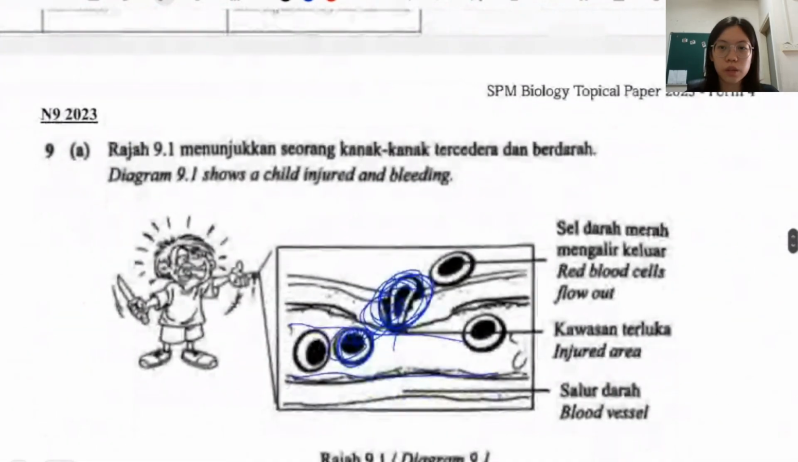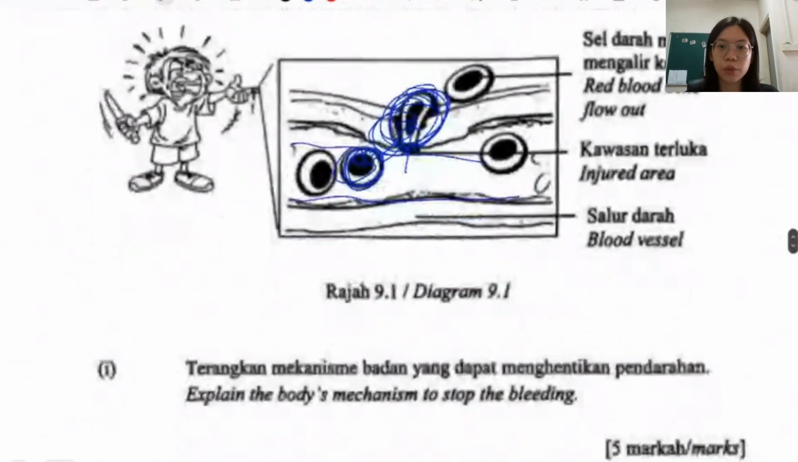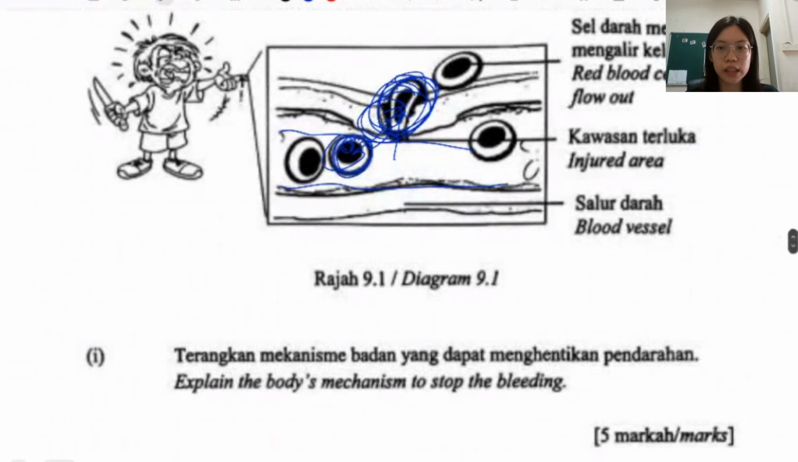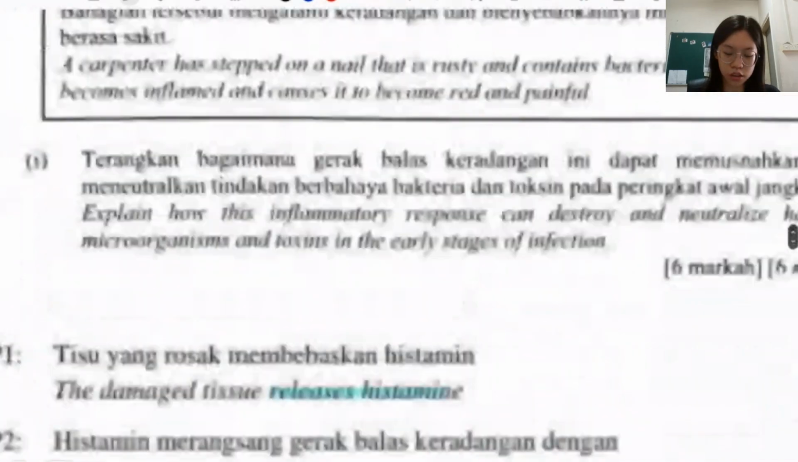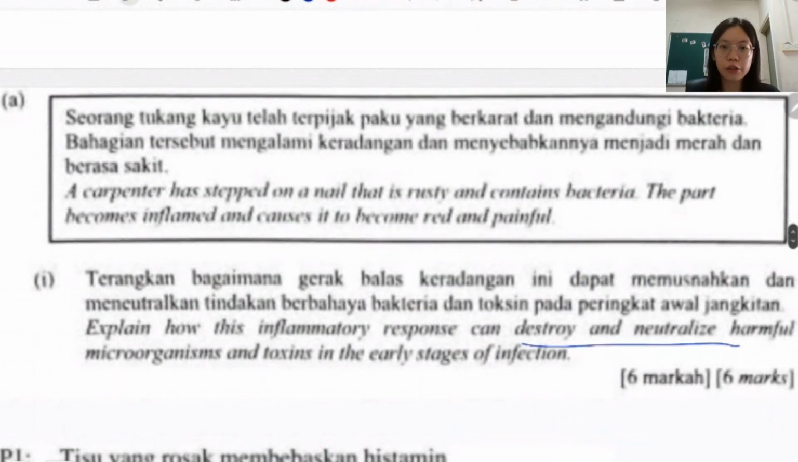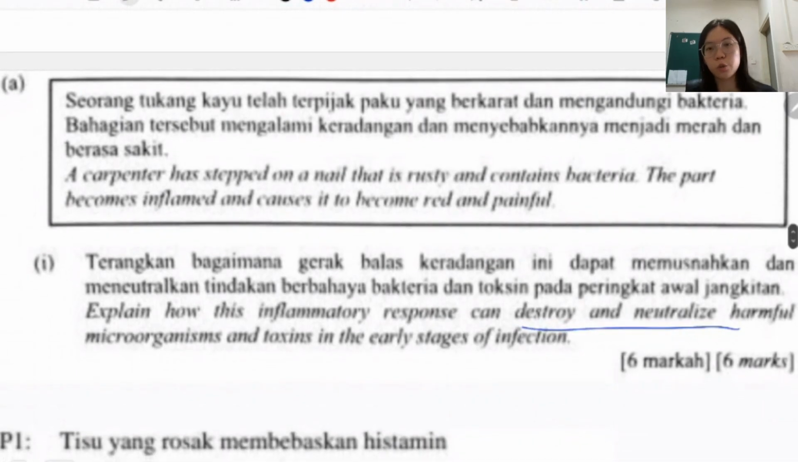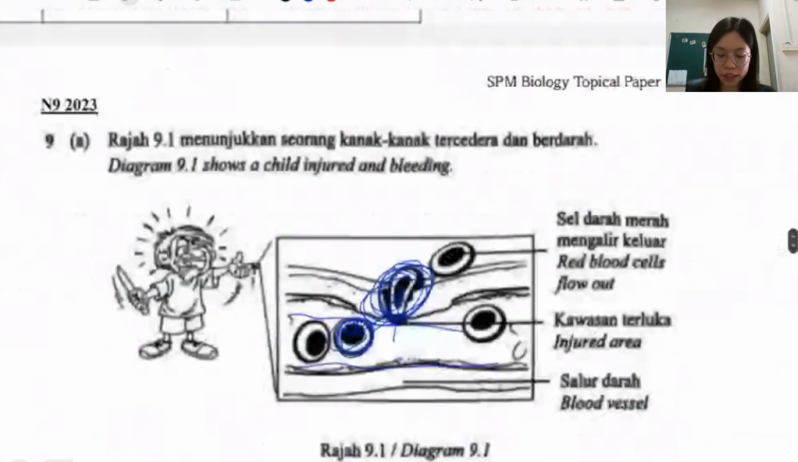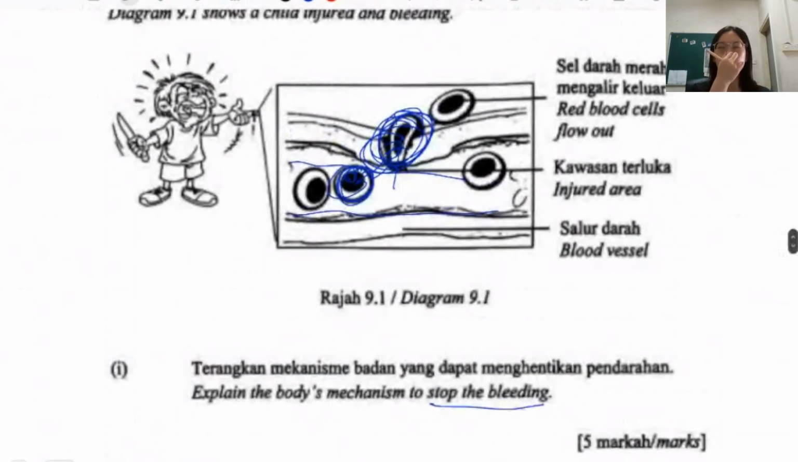Okay. Now this question, the Negeri Sembilan one, is talking about the body mechanism to stop bleeding. So it is actually not really talking about the inflammation. It is the one that talks about stopping the bleeding. Compared to the question just now, which said to destroy and neutralize harmful microorganisms and toxins, we were mentioning the inflammatory response. But this one says stop the bleeding. So it's actually what you learn in chapter 10, the blood clotting mechanism.